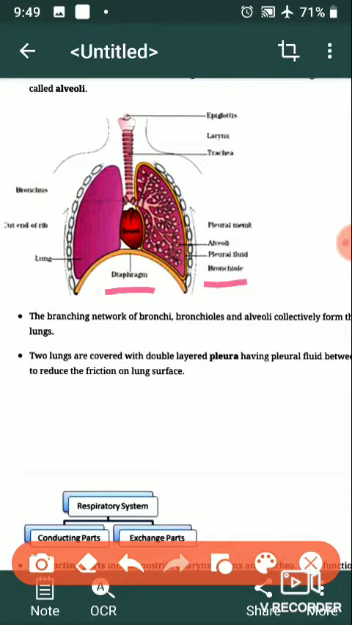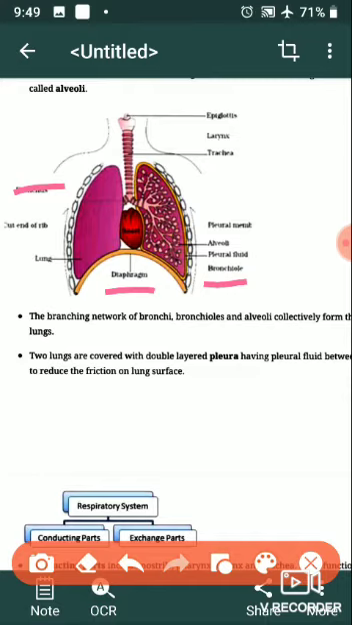Next, bronchus, one of the tubes that carry air to the lungs.